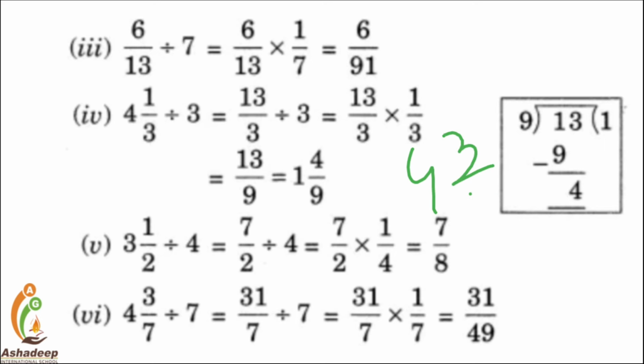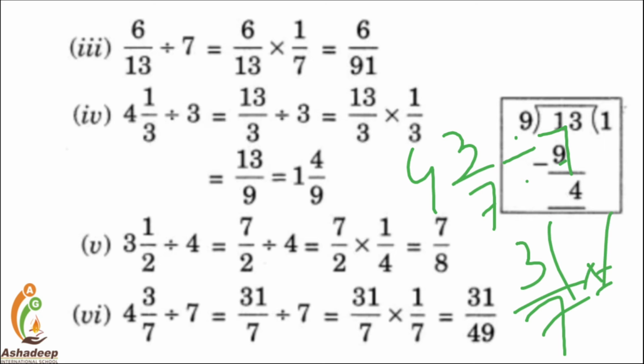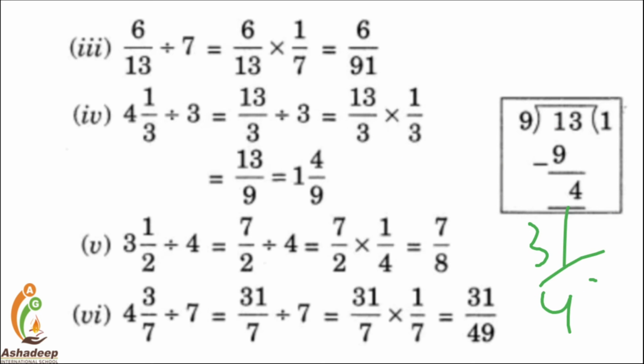Then 4 3 upon 7 divided by 7. So 7 4s are 28, 28 plus 3, 31 upon 7 into 1 upon 7. Clear? So 31 upon 49. It is a proper fraction, so no need to convert it. Okay?